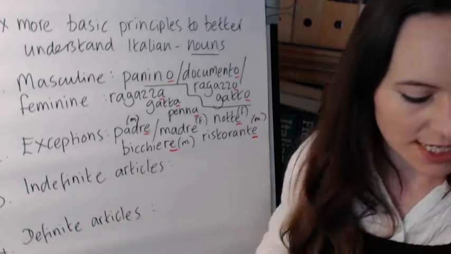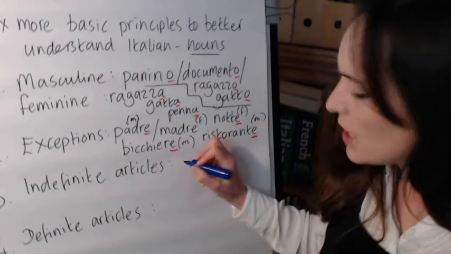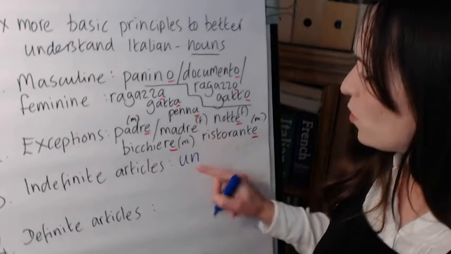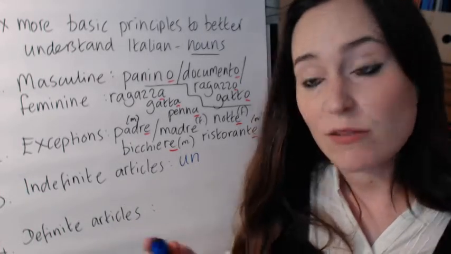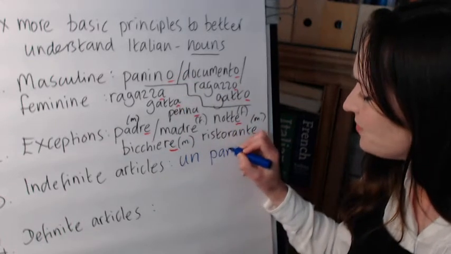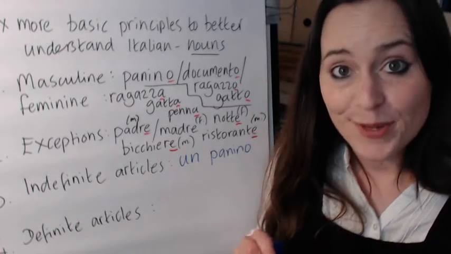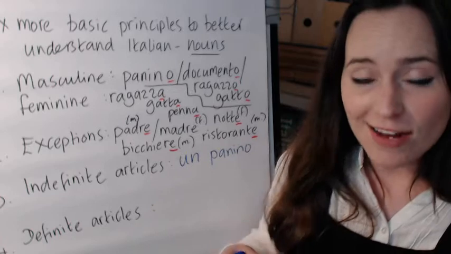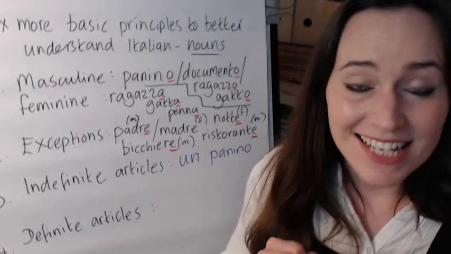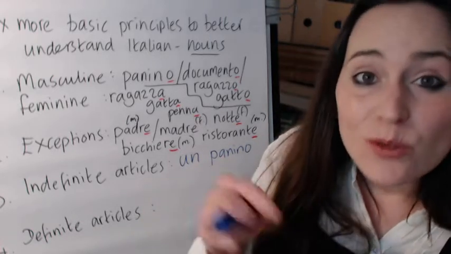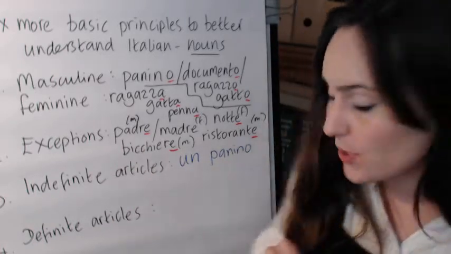So I'm going to write those in a blue pen. Okay, so here are your articles. We have un. Un would come in front of a generic masculine noun. So let's take one. Un panino. That means a sandwich or one sandwich. Okay? Un documento, un ragazzo, un letto. Think of a masculine noun in Italian. If it ends with O, stick un in front of it, and suddenly you're saying a such and such or one such and such. Okay?